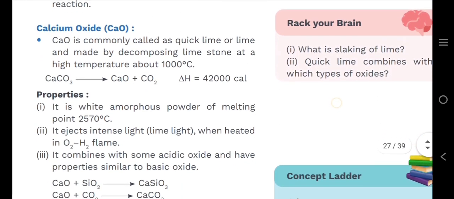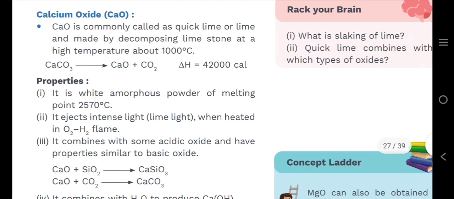Calcium oxide is commonly known as quicklime or lime and is made by decomposing limestone at a high temperature of about 1000 degrees Celsius. Calcium carbonate on heating gives calcium oxide plus CO2. Properties: it is a white amorphous powder of melting point 2570 degrees Celsius. It emits intense light, that is limelight, when heated in an oxyhydrogen flame. It combines with acidic oxides and has properties similar to a basic oxide. For example, CaO plus SiO2 gives CaSiO3.